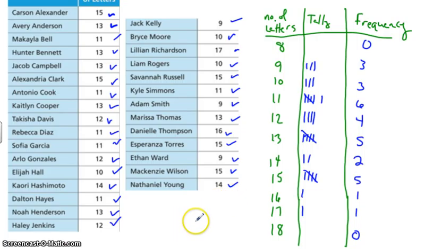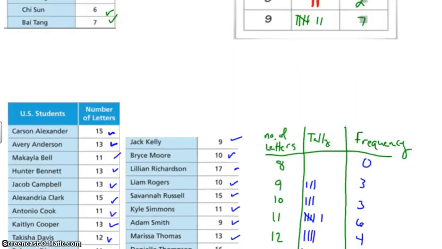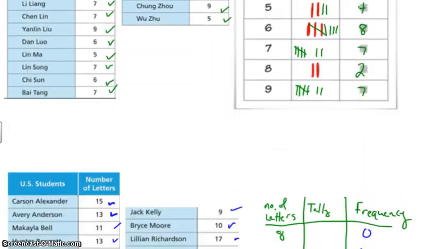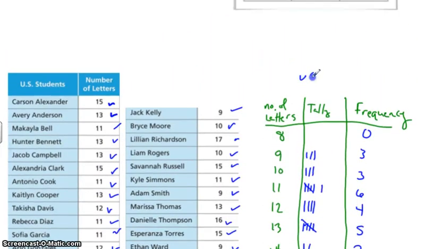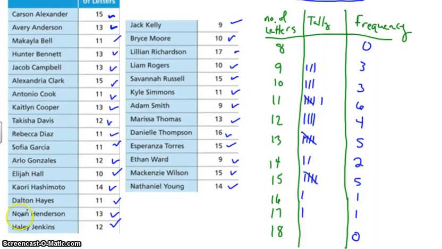So that is it for today. Make sure that you have both frequency tables, both for the Chinese and for the Americans. We probably should give this one a title, U.S. names. Make sure that you have both of those in your spiral before coming to class tomorrow. We will finish out A at the beginning and then move on to B. Make sure you rewatch this. If you have any questions, feel free to email.